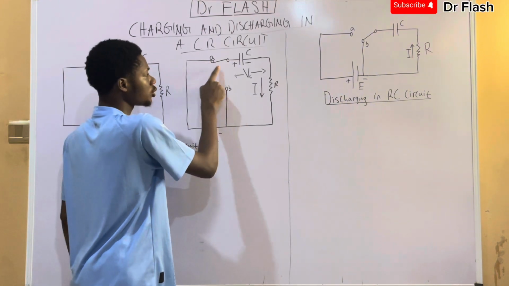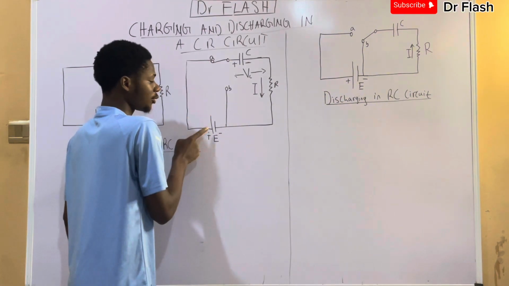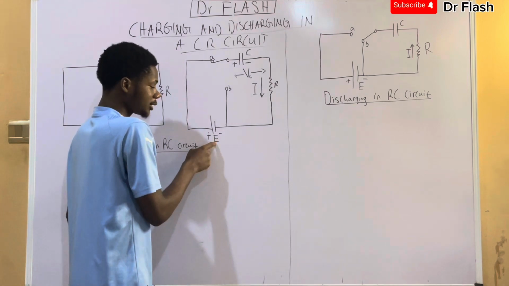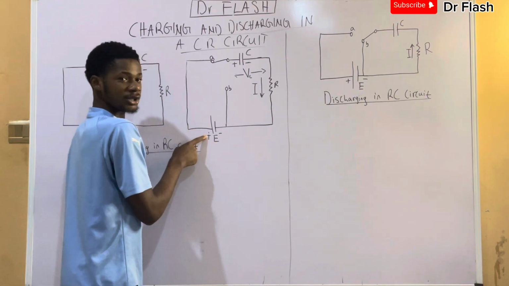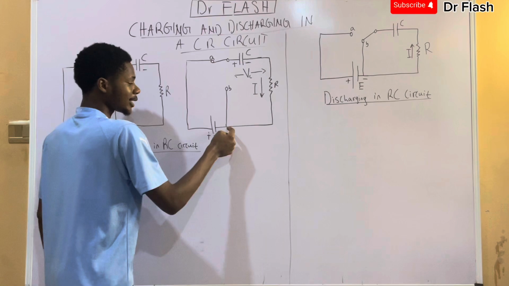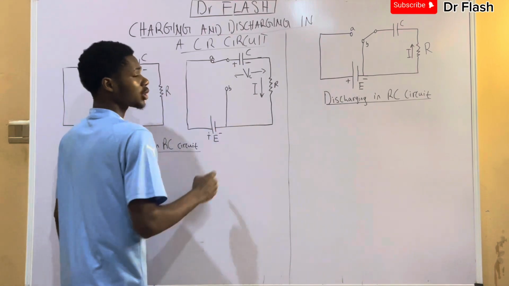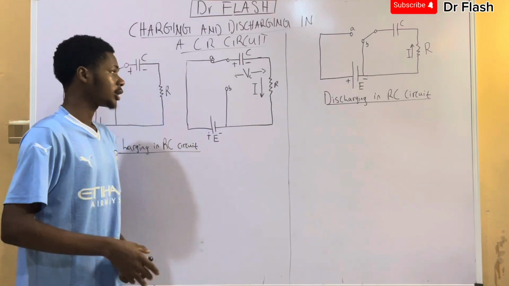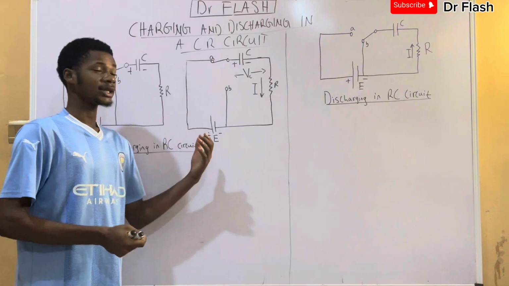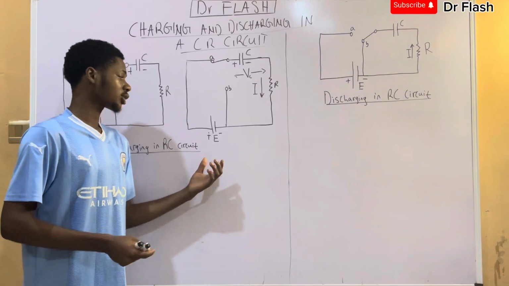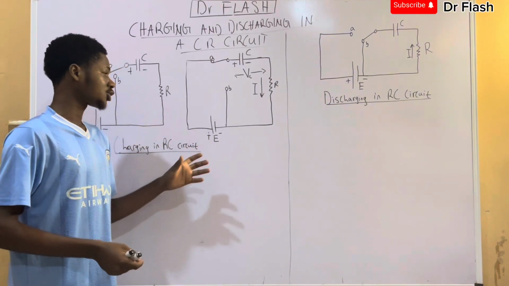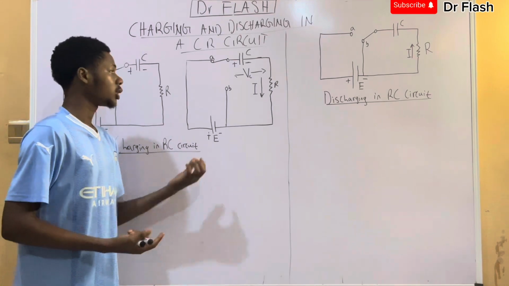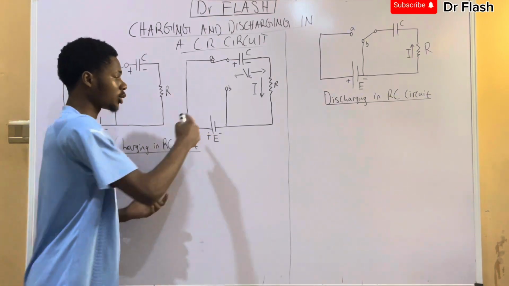Immediately we close it down to A, current will now start flowing from this cell or battery. You can see this is the positive side. This means, let's assume the current is going to move like this. Now we're going to apply what we call Kirchhoff's law. It is something that is in some of our videos, so you might want to understand the law before getting into whatever I'm going to do here.